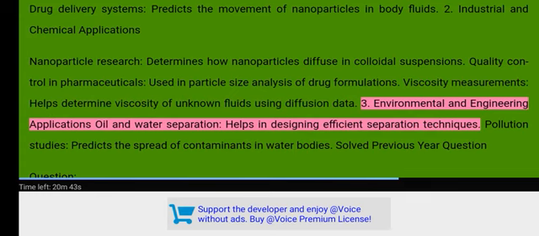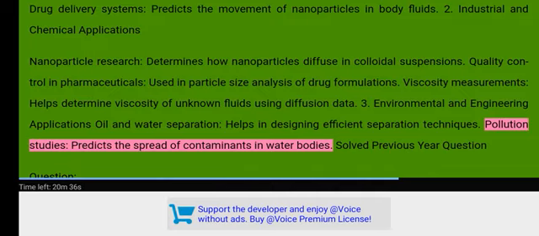3. Environmental and engineering applications. Oil and water separation, helps in designing efficient separation techniques. Pollution studies, predicts the spread of contaminants in water bodies.